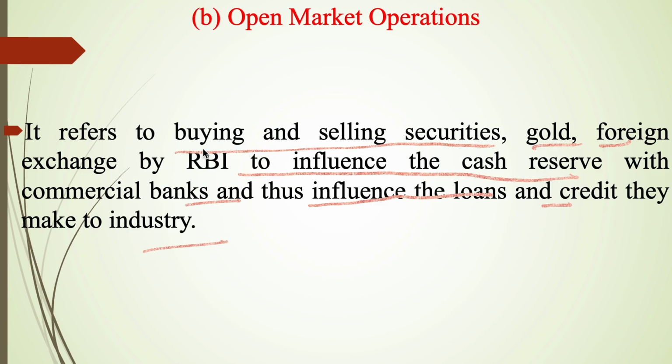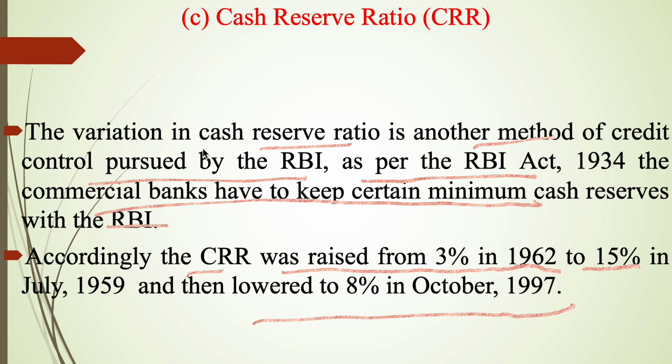The next is the open market operations. Cash reserve is an important point for the commercial banks as well as the market. So buying and selling securities, gold, foreign exchange is done by the RBI with the help of commercial banks. Next is the cash reserve ratio. It is known as CRR. RBI decided to maintain the minimum cash in the commercial banks with different rules and regulations.